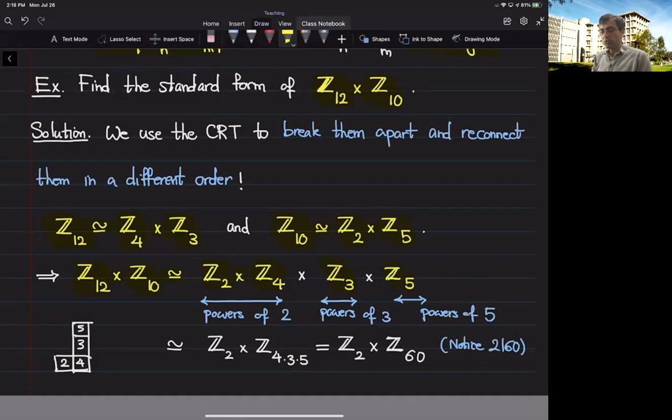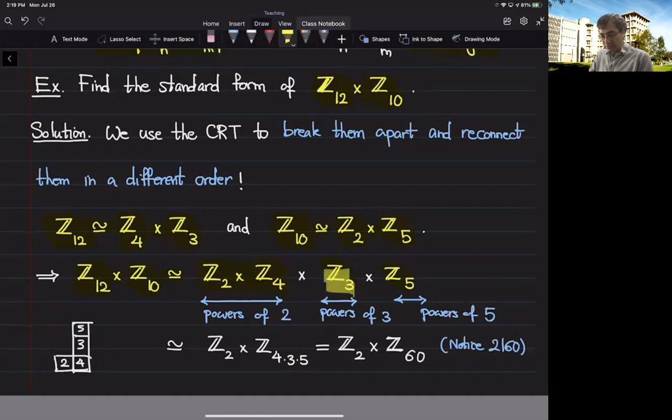So now I want to regroup them again and again use Chinese remainder theorem. Okay, now how do we do that? We are going to first ask ourselves how many factors do we have here that are powers of 2?